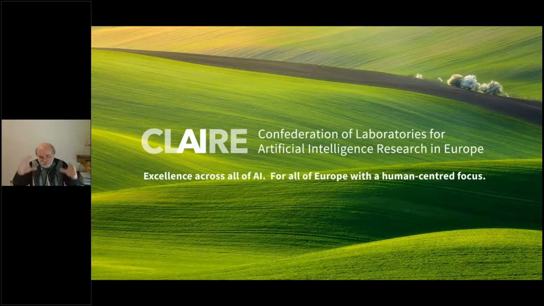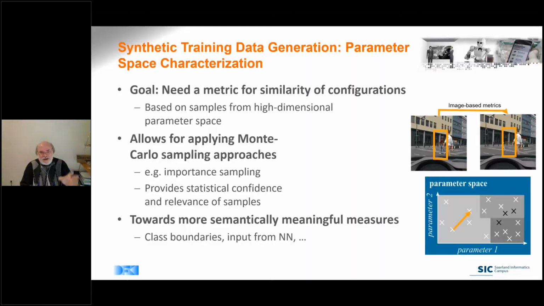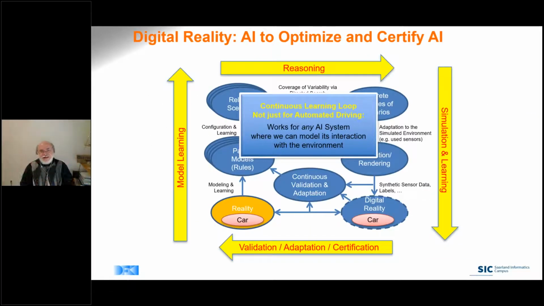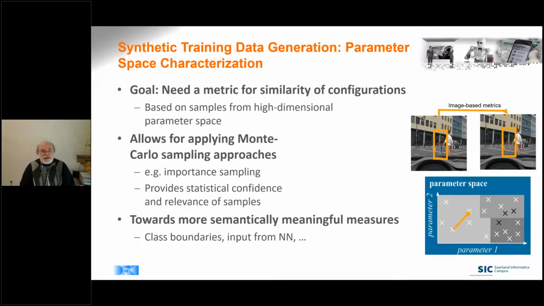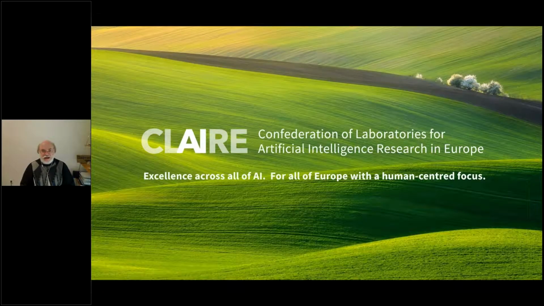So I hope you have at least a rough idea of what we're doing here in AI. And of course, this is only a very, very tiny bit of what we do in AI and how this links to high performance computing, right? And so this is why we as CLAIR are interested to collaborate much more with the HPC community.